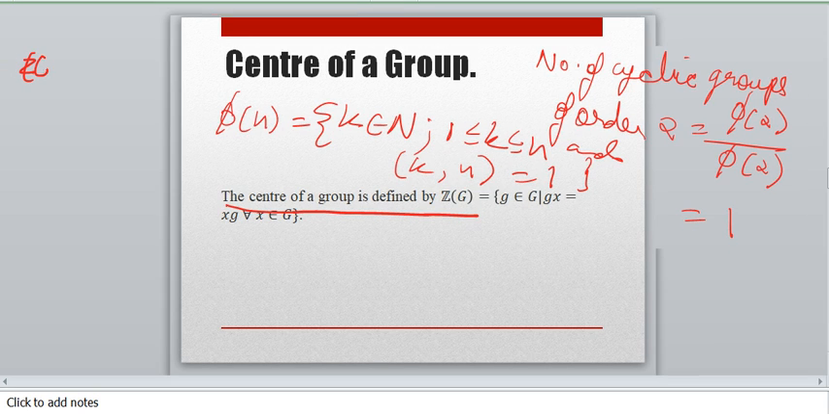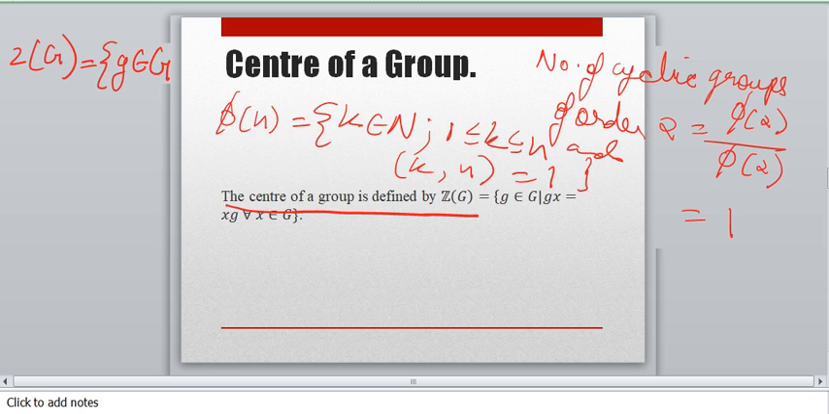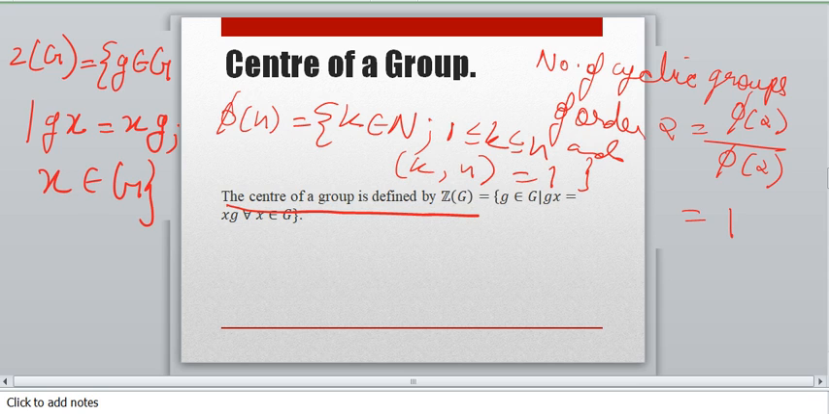What is Z(G)? Z(G) is called the center of the group. It is the set of all g belonging to the group G such that gx is equal to xg, and x also belongs to the group G. Understood? So what is the center of the group, students?